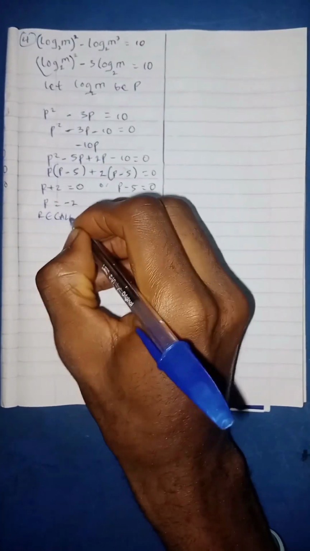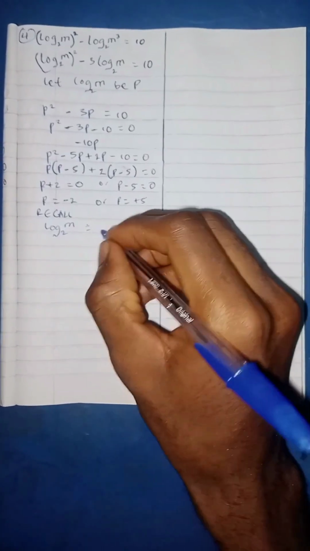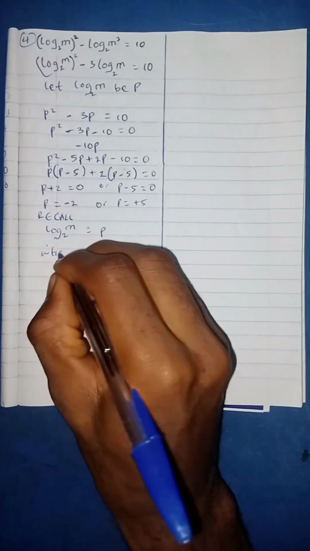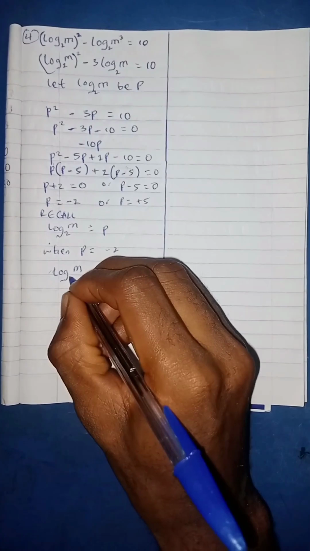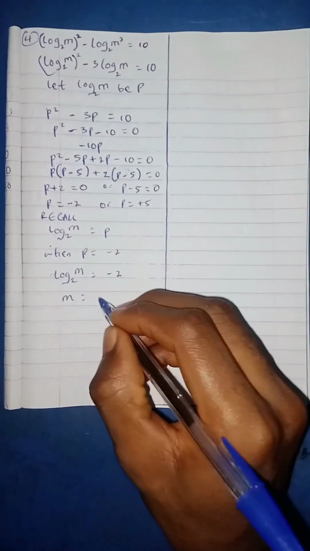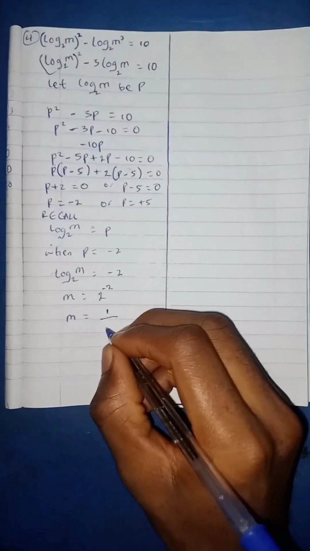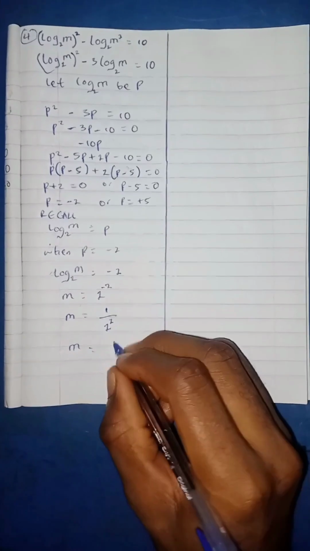Alright, so recall log m to the base 2 is equals to p. So when p is equals to minus 2, we have log m to the base 2 is equals to minus 2. Alright, and this is the same thing as saying m is equals to 2 raised to the power minus 2, and this is m is equals to 1 over 2 raised to the power 2. You know, from our laws of indices, so this is m is equals to 1 over 4.